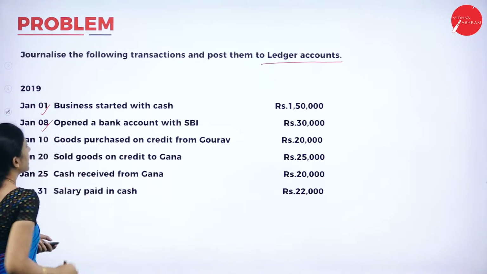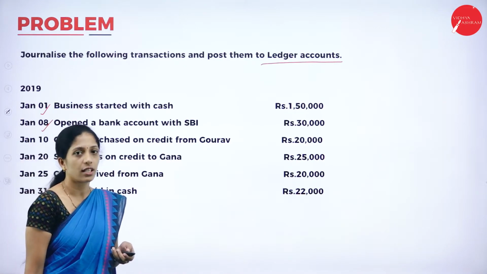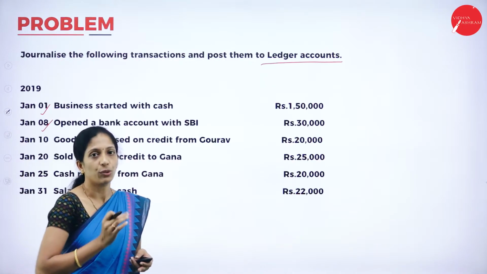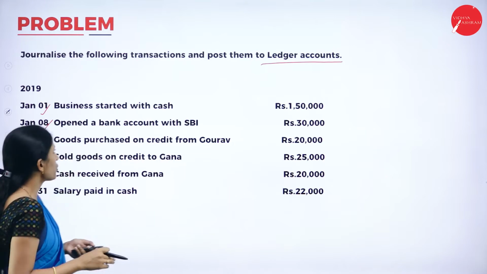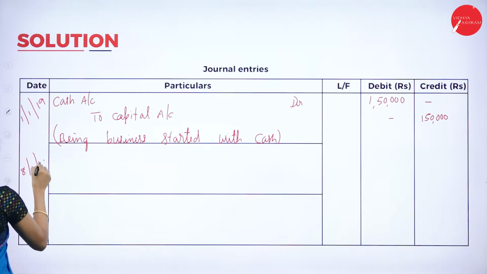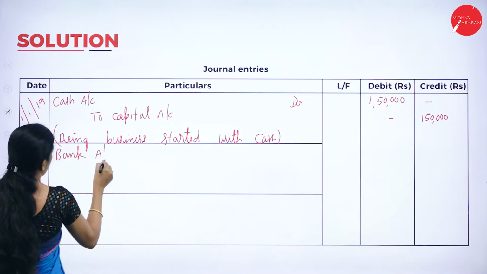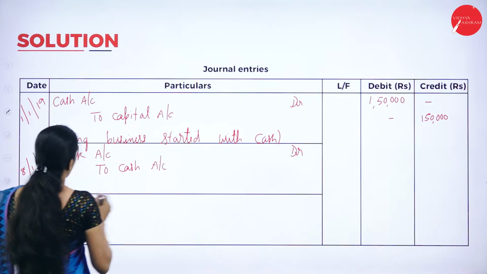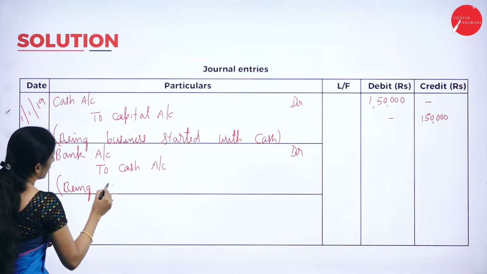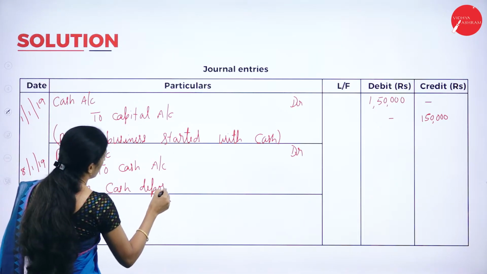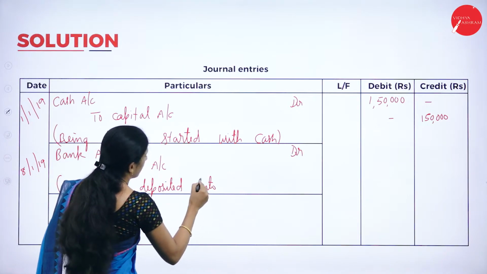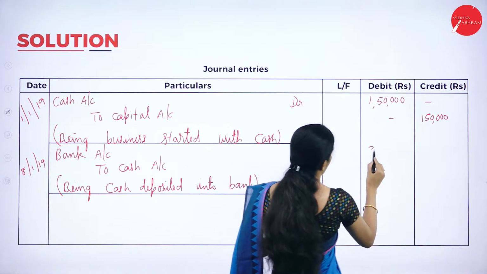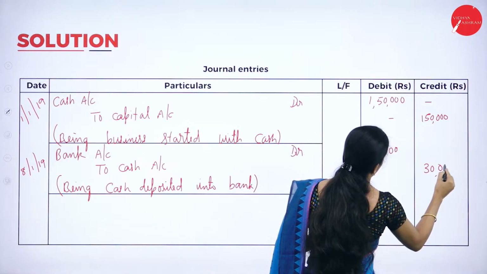Now, coming to the second one, January 8th, opened a bank account with SBI rupees 30,000. You are going to deposit into the bank. So, the bank is going to receive, bank account debit, and what goes from you? Cash. So, bank account debit to cash account, how much? 30,000. 8/1/2019, bank account debit to cash account. What is the narration? Being cash deposited into bank. What is the amount? 30,000. So, 30,000 in the debit side and 30,000 in the credit side.